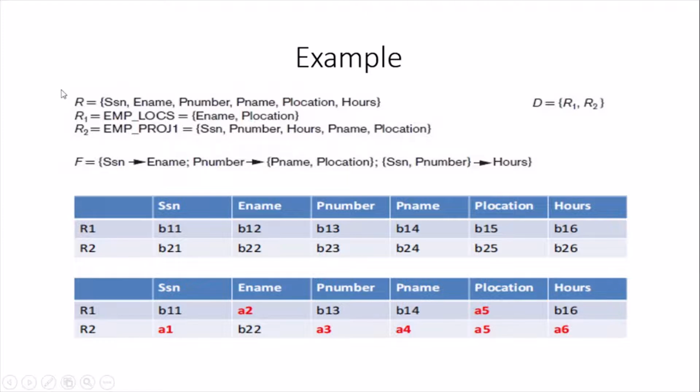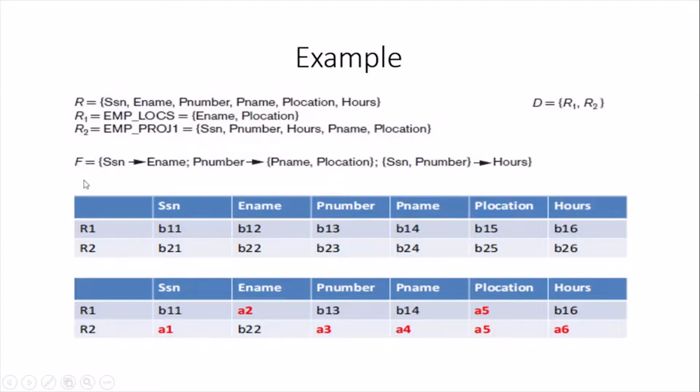So again, the universal relation is SSN, E name, P number, P name, P location and hours. You are decomposing that into two relations R1 and R2, where R1 is employee_locations, which has attributes E name, P location, and R2 is employee_project1, with attributes SSN, P number, hours, P name, P location, with the set of functional dependencies F: SSN to E name, P number to P name, P location, and SSN, P number to hours.